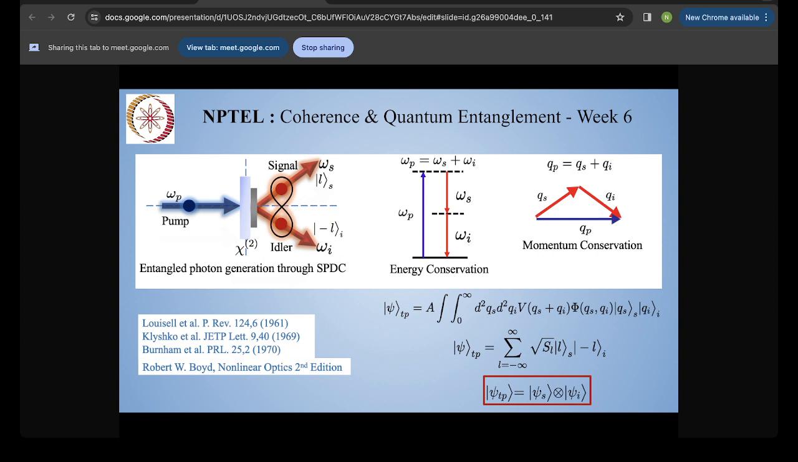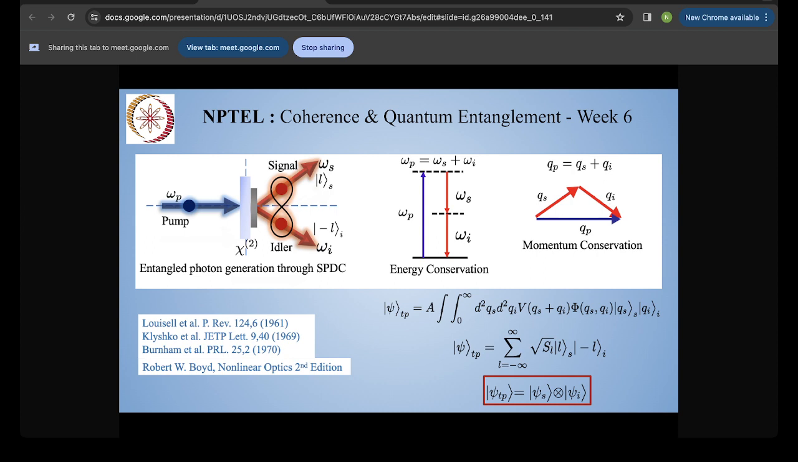And this is not the only process through which we can generate entangled photons, but this is the most celebrated, most useful and most realizable process through which we actually generate them. And yes, we generate these entangled photons in our lab using this SPDC process. And for that we use this SPDC chi2 crystal, that is a second order nonlinear crystal, which is beta barium borate, called the BBO crystal.